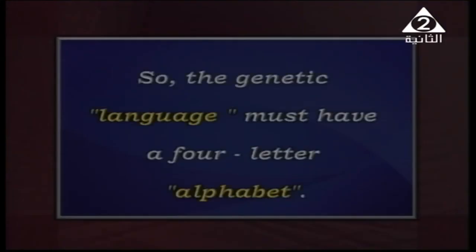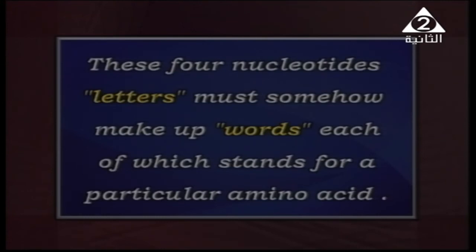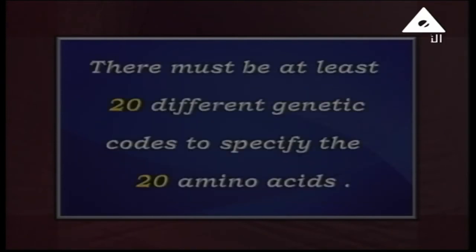So, we have something new, called the genetic language. It must have 4 letters. These 4 nucleotides or letters must somehow make up words, each one of which stands for a particular amino acid. And there must be at least 20 different genetic codes to specify 20 amino acids. But we have only 4 nucleotides. So what is the solution to this problem?